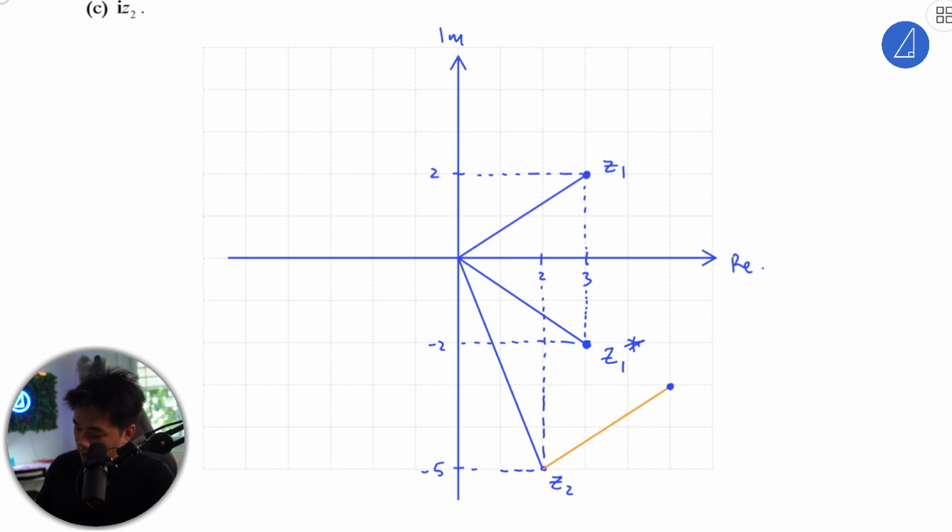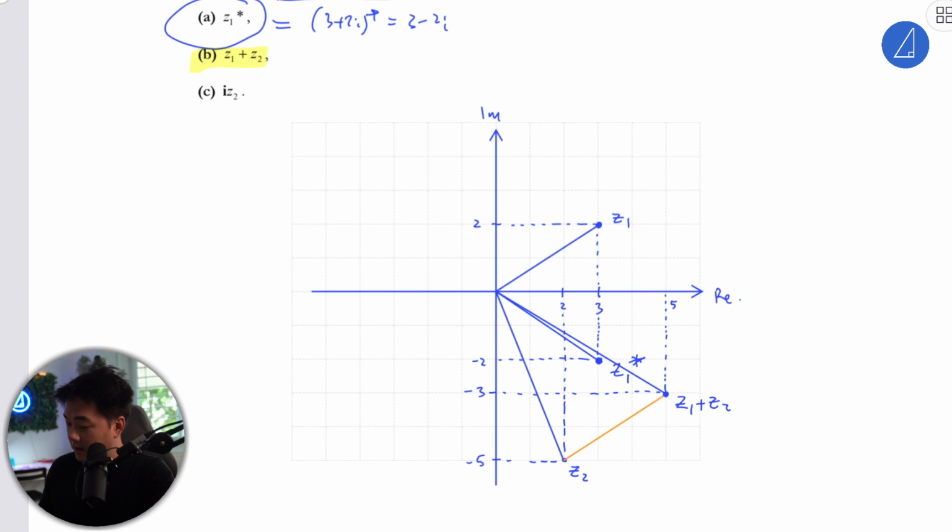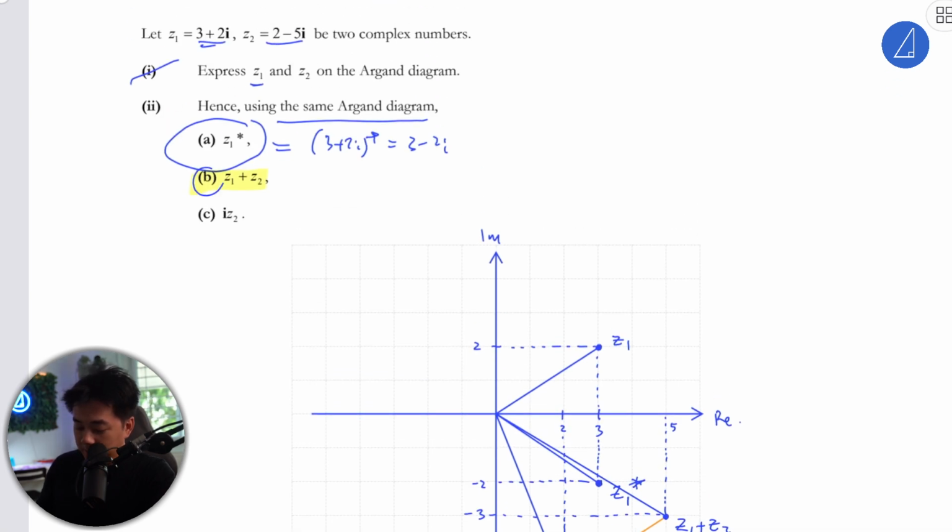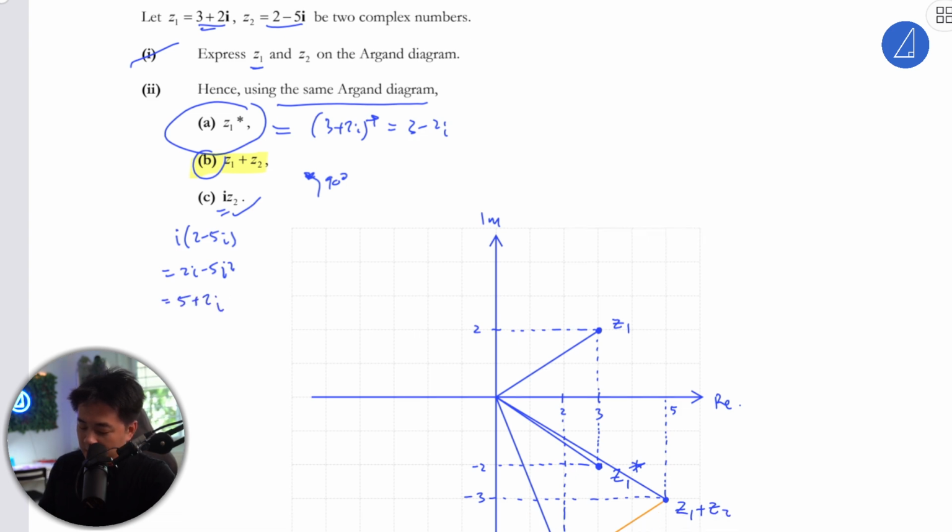So this is z1 here. So z2 plus z1 or z1 plus z2, you give it this z1 plus z2. Okay. Then the next part is iz2. iz2 is just going counterclockwise by 90 degrees. Okay. So you could also just multiply into z2. You could see that. So this would be 2i minus 5i squared. You get 5 plus 2i, which is actually 90 degrees.